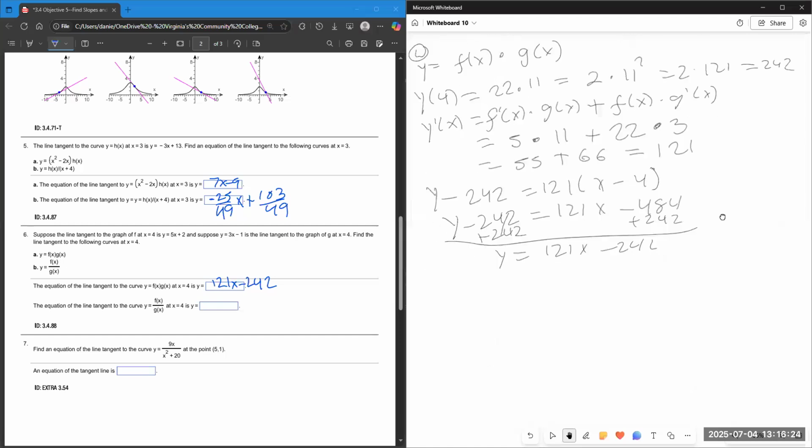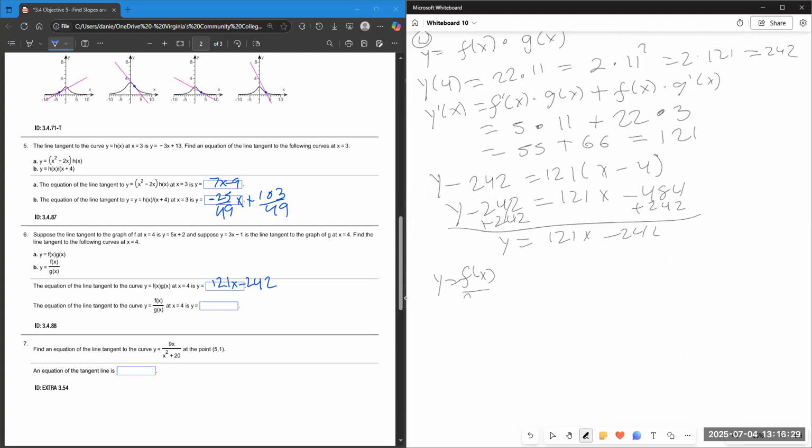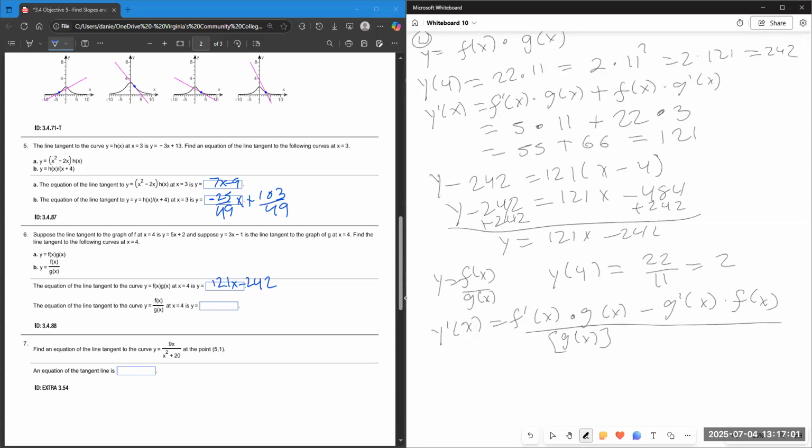Let's look now at the division problem. Y equals f of x divided by g of x. So y of 4 is equal to 22 over 11, which is 2. Y prime of x is f prime times g minus g prime times f, all over g of x squared. So y prime of 4 is going to be 5 times 11 minus 3 times 22 over 11 squared. 55 minus 66 is negative 11 over 11 times 11, which is negative 1 over 11 for my slope.